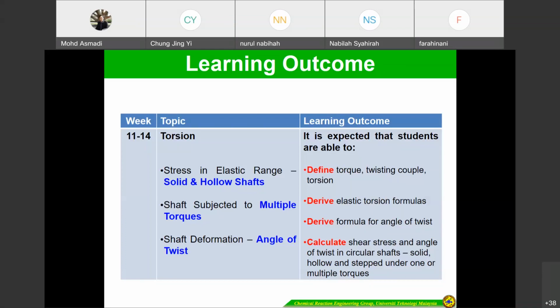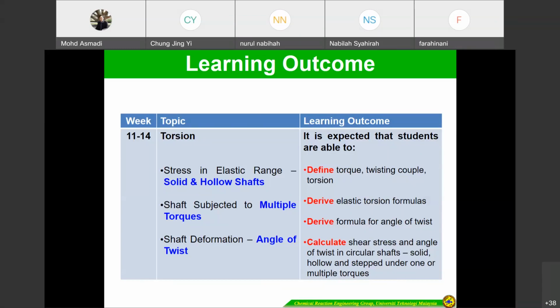I hope that you are able to define what is a torque, twisting couple, and also torsion. Twisting couple is the same force we apply but in different directions, similar to upward and downward, but this one is clockwise and anti-clockwise. That one is twisting couple. And then derive the elastic torsion formulas, and the formula for the angle of twist.